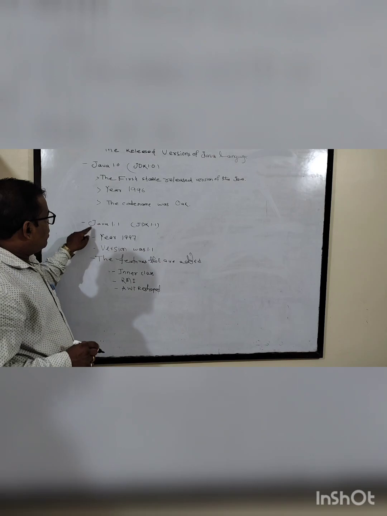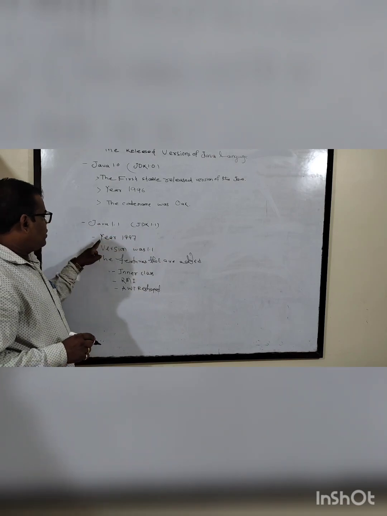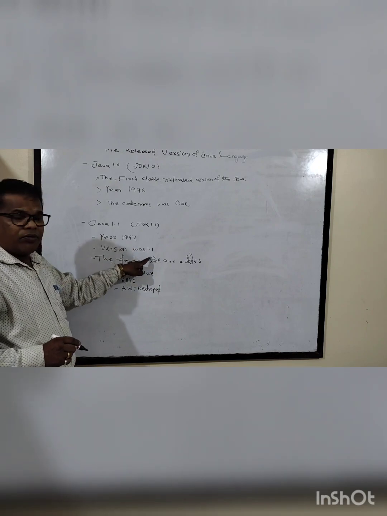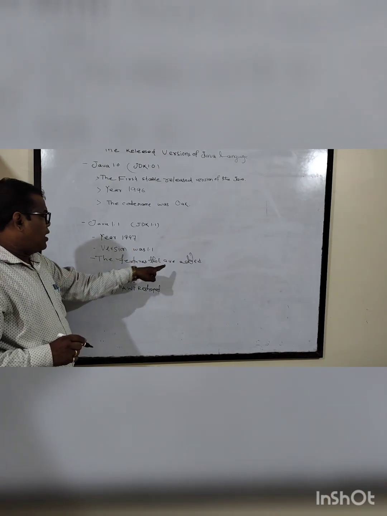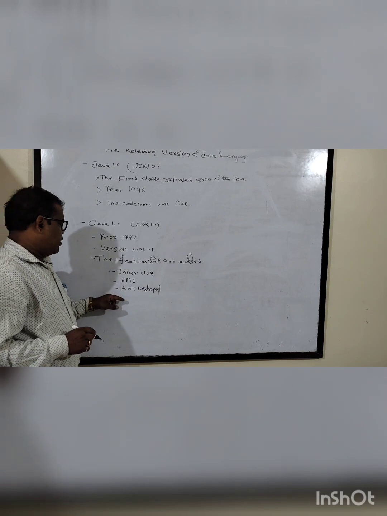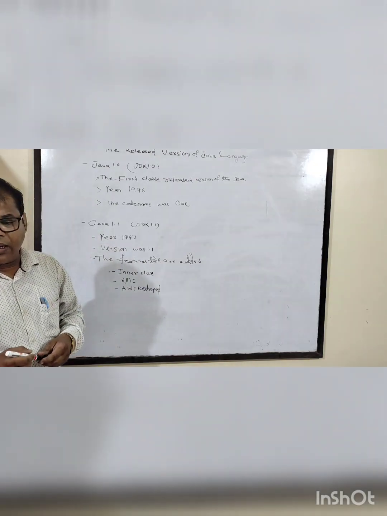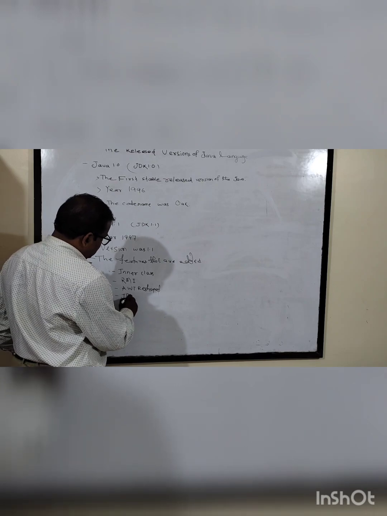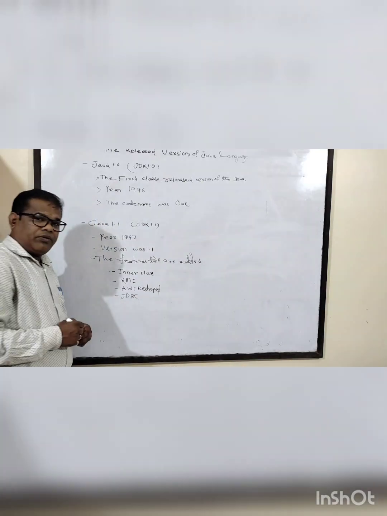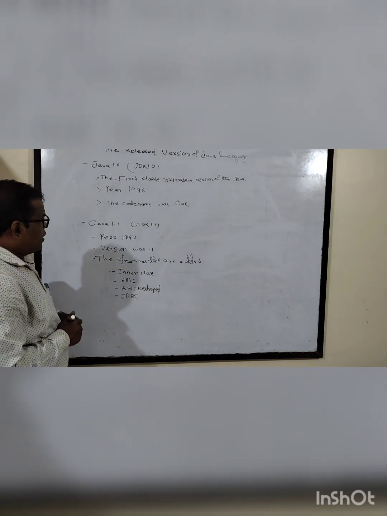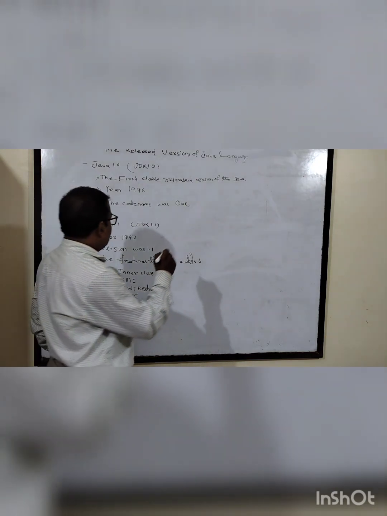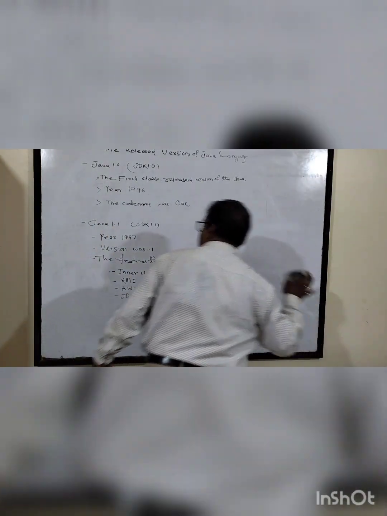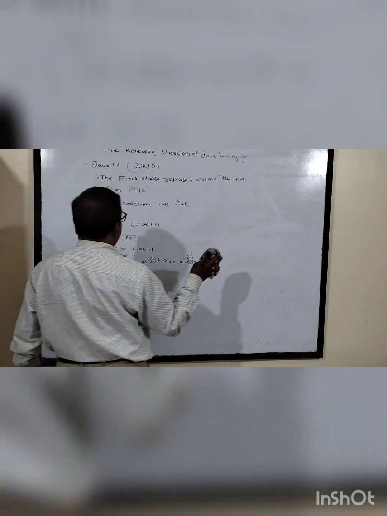You can repeat that Java 1.1, JDK 1.1, was published in the year 1997, and the version was 1.1. The features that are added are inner class, RMI, AWT, and even JDBC also comes into this picture. JDBC is Java Database Connectivity. This is the version of that.